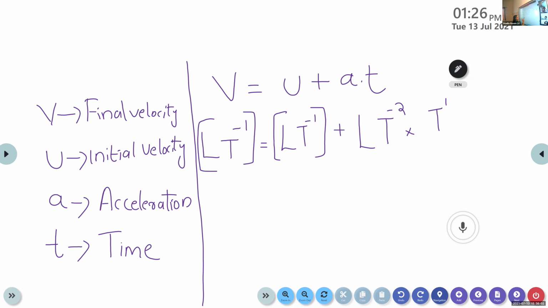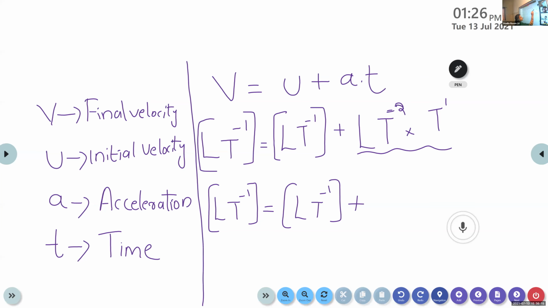So this becomes LT raised to minus 1 equal to LT raised to minus 1 plus, what about the dimension of the second term? T raised to minus 2, T raised to plus 1. It becomes minus 2 plus 1. Subtract and give the sign of the bigger number. So 2 minus 1 is 1, with the sign of the bigger number, it is minus 1. So our answer becomes LT raised to minus 1.